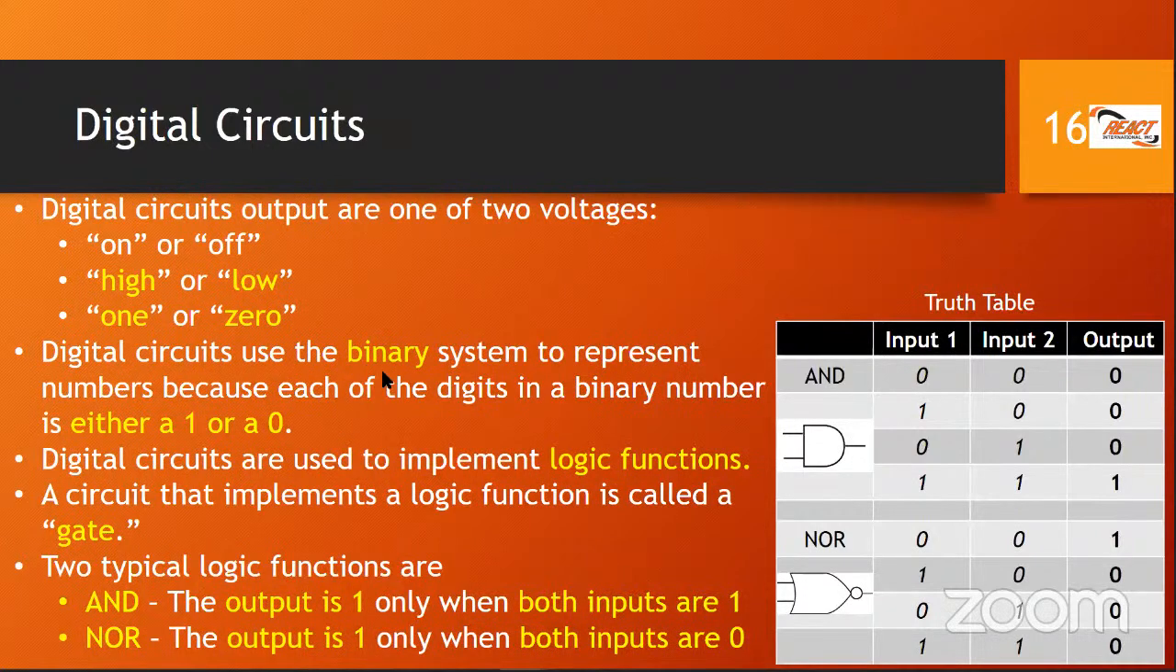Also, digital circuits use the binary number system. It is because in the binary number system, each digit is either a 1 or a 0. There's nothing larger than a 1. There's either a 0 or a 1. So you could have a very large number, but it's all consisting of ones and zeros. There's no 2 and 3 and 4 and 5.